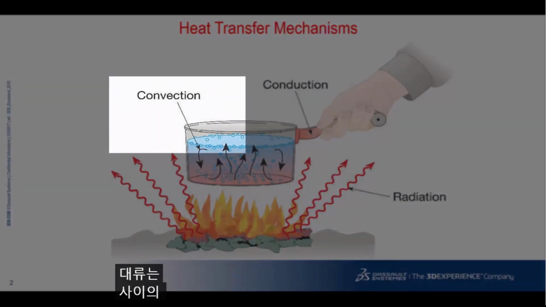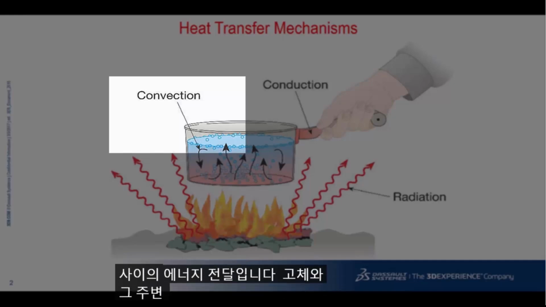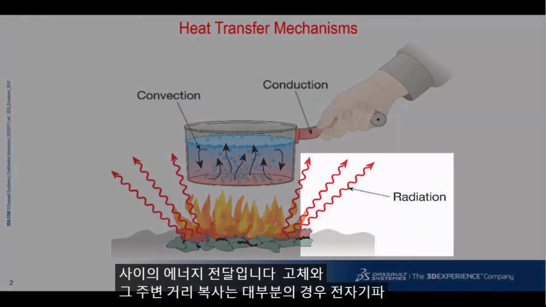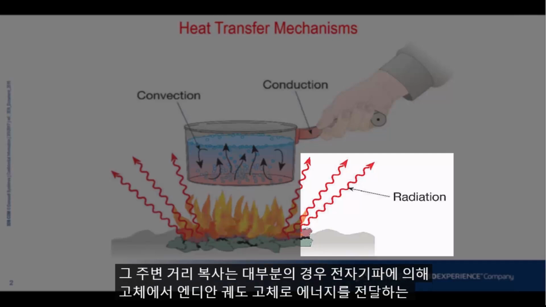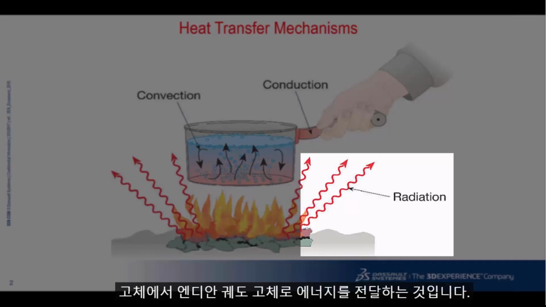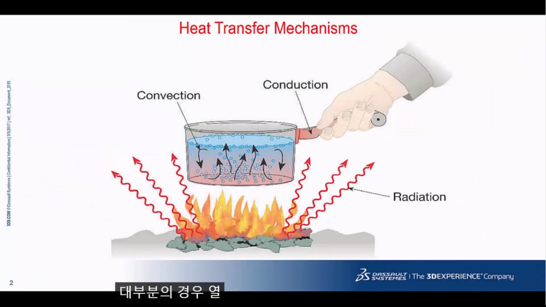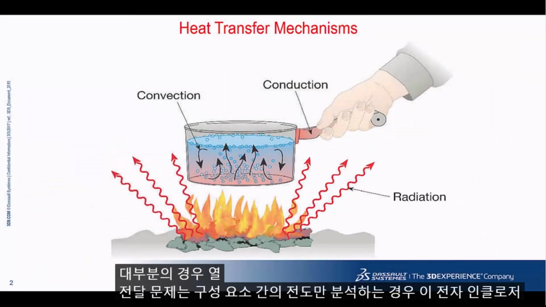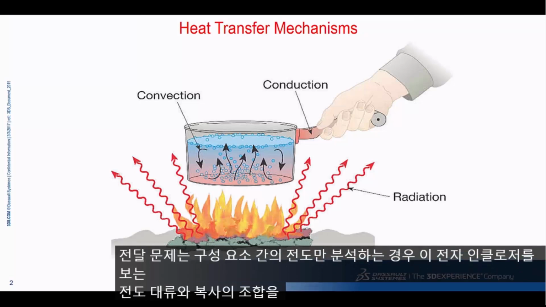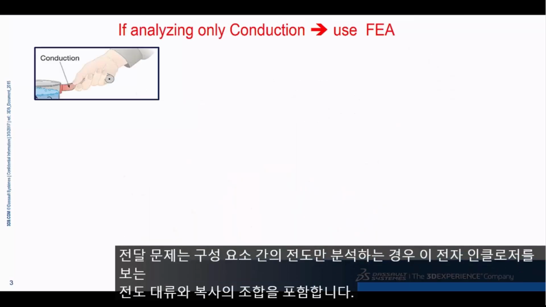Convection is the transfer of energy between a solid and its surrounding fluid. Radiation is the transfer of energy from a solid to ambient or between solids by electromagnetic waves. In most cases, heat transfer problems involve a combination of conduction, convection, and radiation.